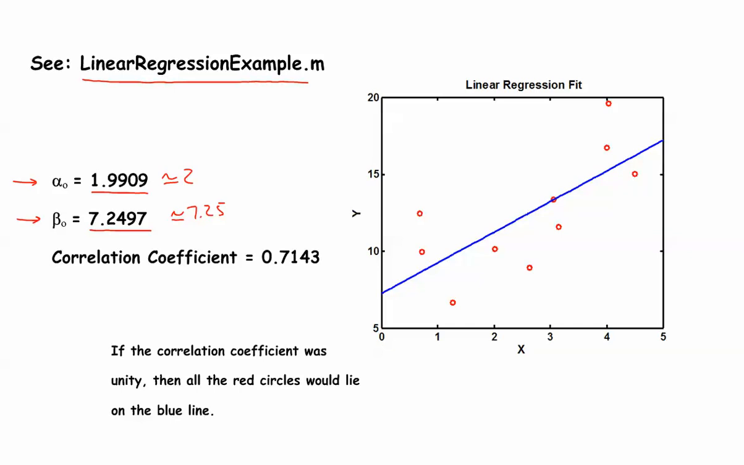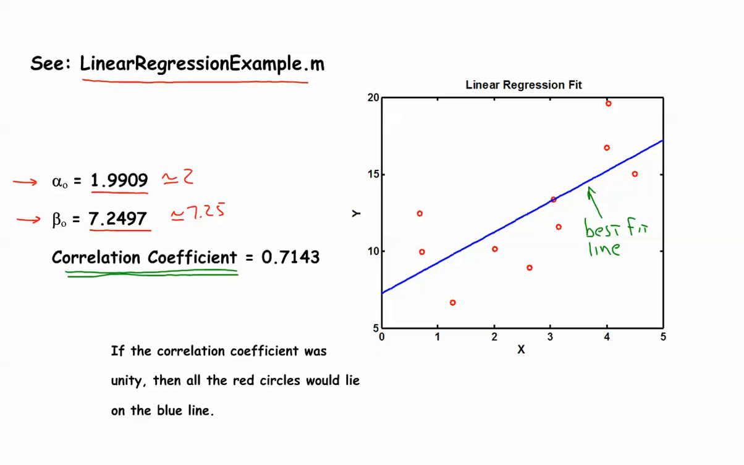What I then did was calculate the best fit line over an extended range of values, and this blue line here is my best fit line. I plotted it over an extended range of values. I also calculated the correlation coefficient.